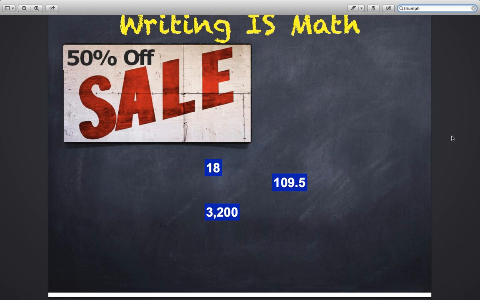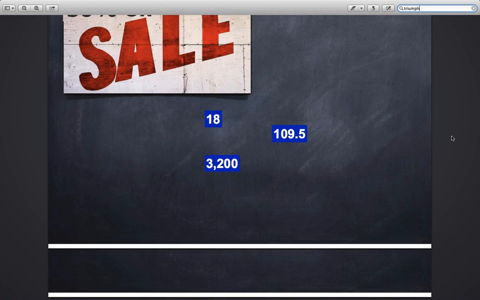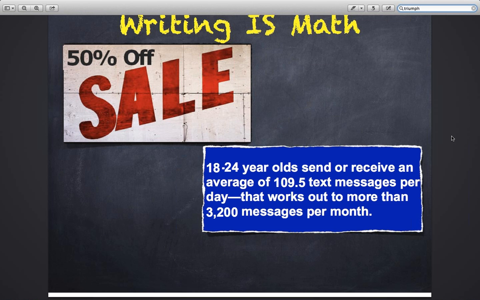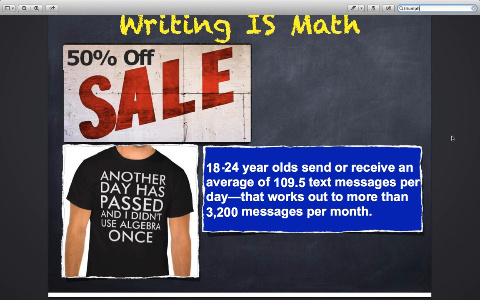Again, looking at more numbers, we've got the numbers 18, 109.5, and 3,200. Those numbers don't really mean anything until we actually put some writing around them. And then it looks something like this. 18 to 24-year-olds send or receive an average of 109.5 text messages per day. That works out to more than 3,200 messages per month. Again, the writing is math, and the math becomes meaningful when we put writing around it.